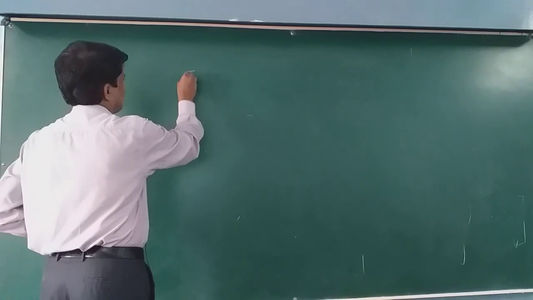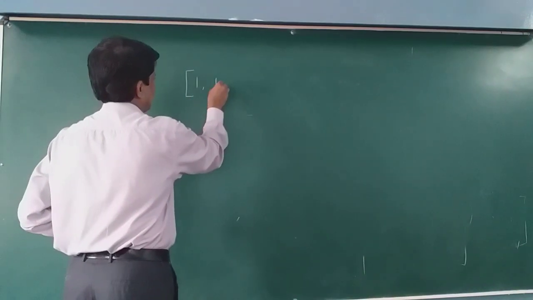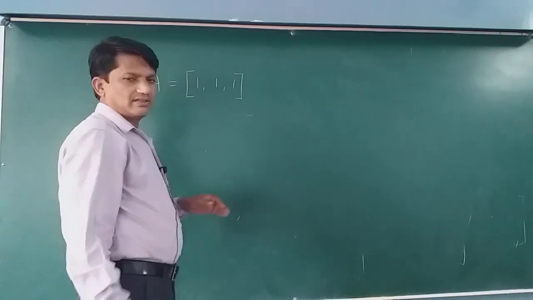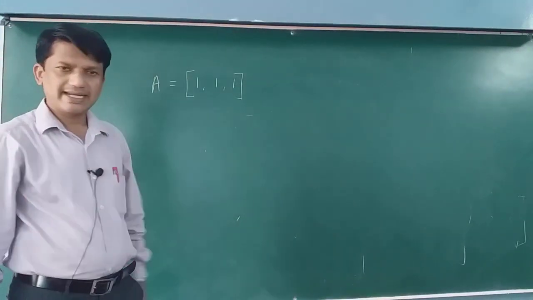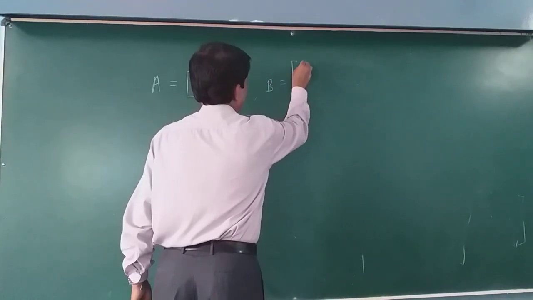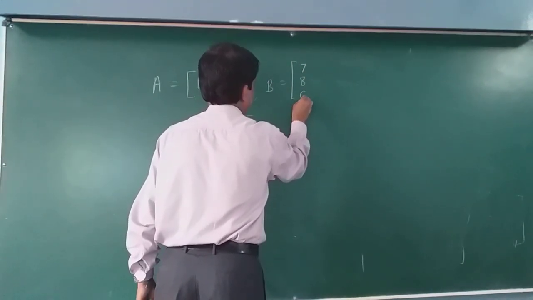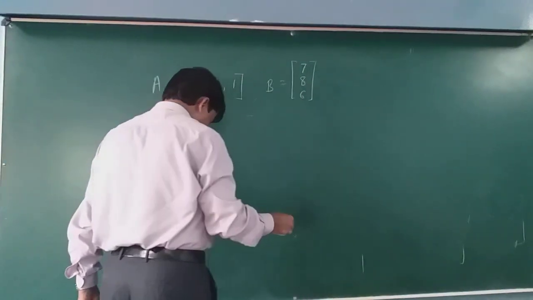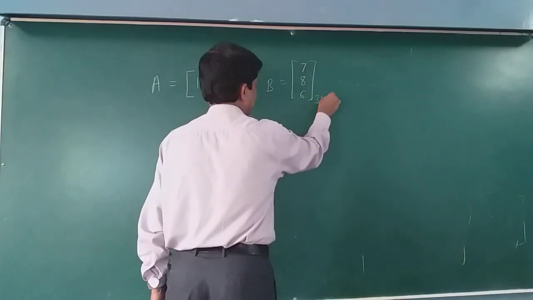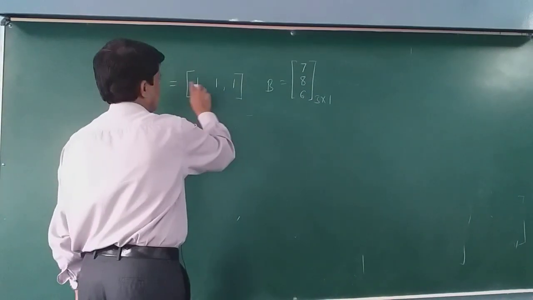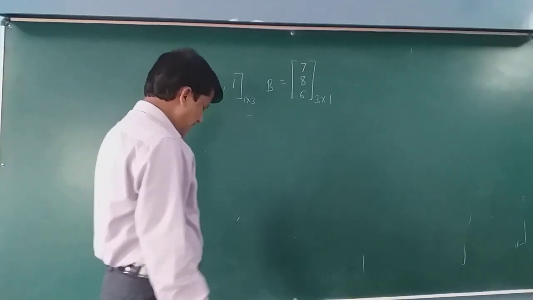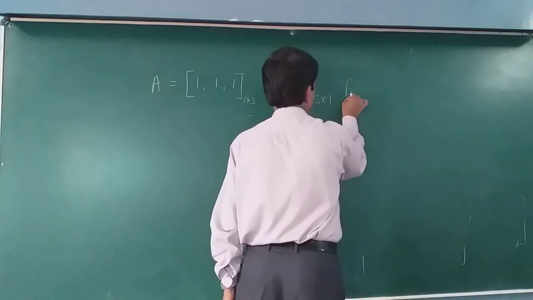Suppose a first matrix having the elements 1 1 1. This is a matrix A, correct? And another matrix B having 7, 8 and 6. What will be the order of this? 3 rows and 1 column. Here first row and 3 columns. Okay, then find the product AB.